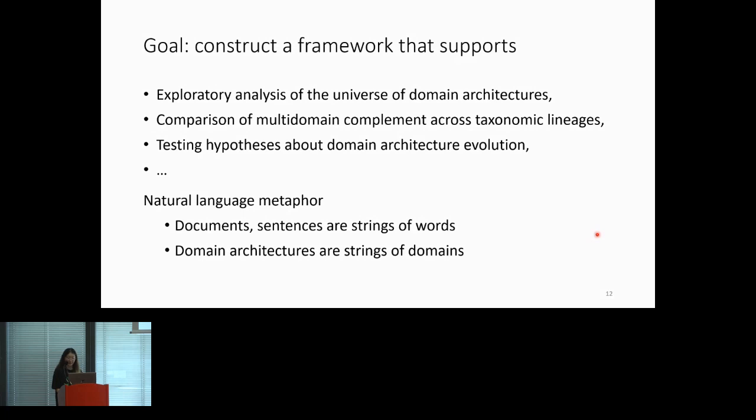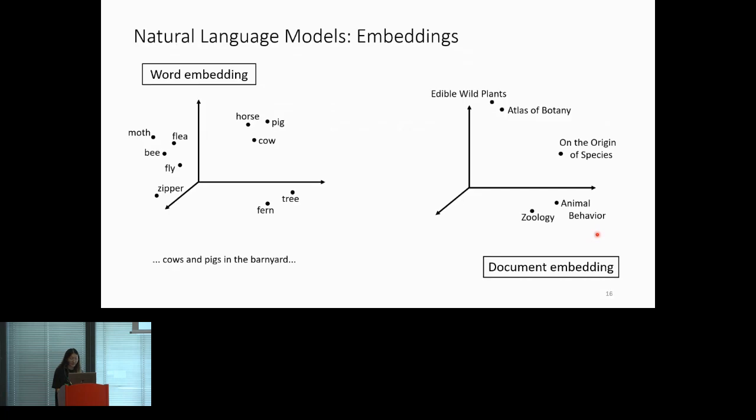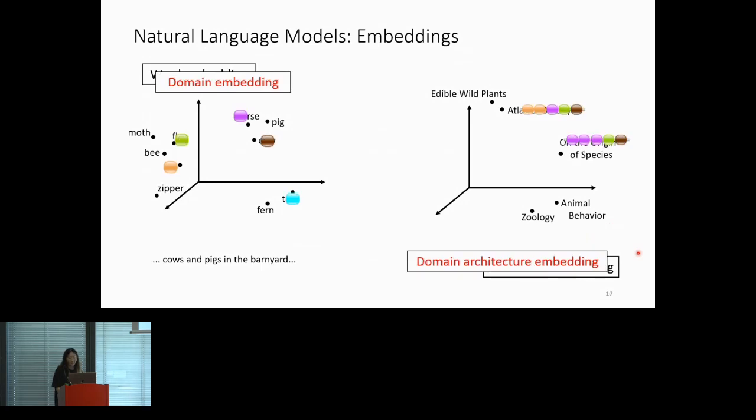To do this, I'm going to use this metaphor, where in natural language, documents and sentences are strings of words, and domain architectures are actually strings of domains. NLP seeks word embeddings such that words with similar meanings are close in the word embedding space, and documents with similar content or topic or sentiment are close in the document embedding space. With this metaphor, I want to embed domains and domain architectures in high-dimensional space, and I want domain architectures that perform similar functions to have small distances to each other in the space.